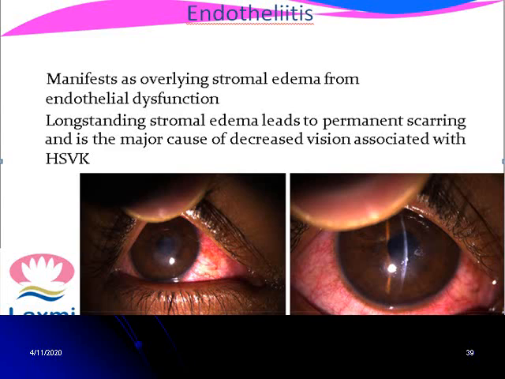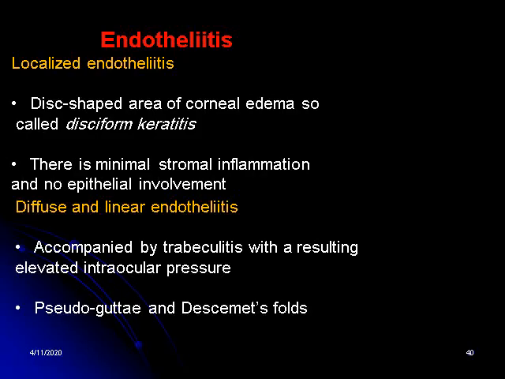Now, if the involvement goes deeper to the endothelium, the patient will present with endotheliitis with overlying stromal edema. So, it will lead to endothelial dysfunction. This is called endotheliitis. Okay. This endotheliitis will give a disc-shaped area of corneal edema, and sometimes is named disciform keratitis.